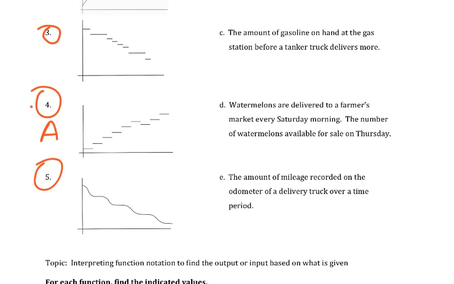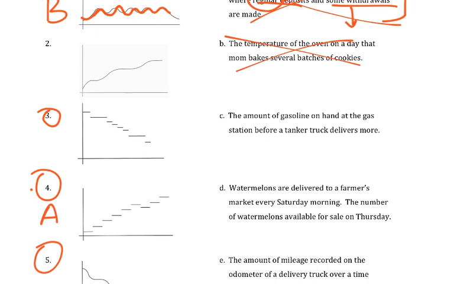Okay, so watermelons are delivered to a farmer's market every Saturday morning. The number of watermelons available for sale on Thursday. And then the amount of mileage recorded on the odometer of a delivery truck over a time period. Well, that one we know is going to be going up at a pretty steady rate, right? Because as you're traveling, there may be times when it's parked, so it'll have some flat times. So that one's got to be D, 2. Has to be E.